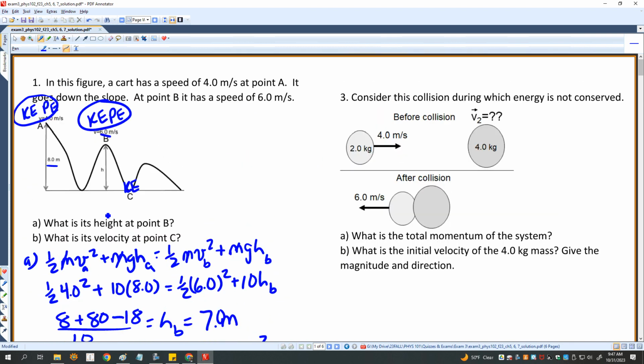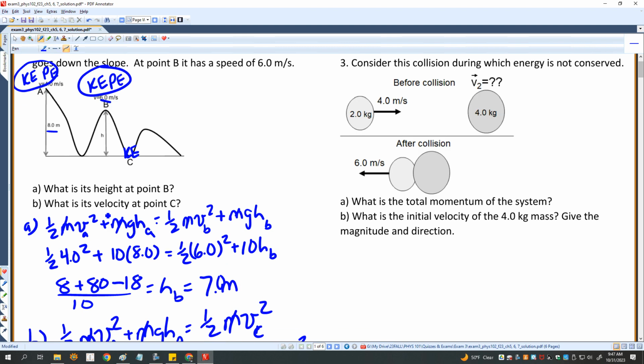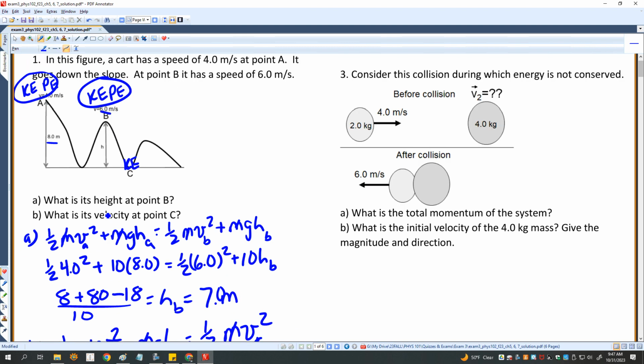It's a perfectly inelastic collision. That just means that they stick together, and energy is not conserved. And I want to know what is the initial velocity of V2. Let's see. So I'm asking for the total momentum of the system, but I can't find that until, well, I can actually. Let's do that because I know the mass of this, which is 6 kilograms.